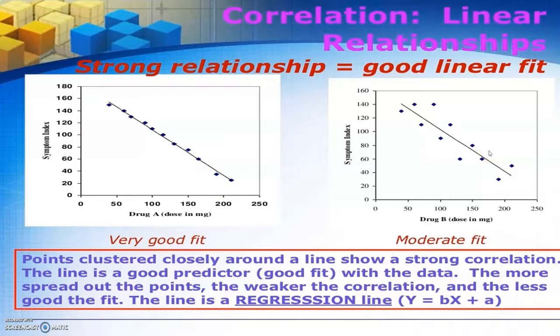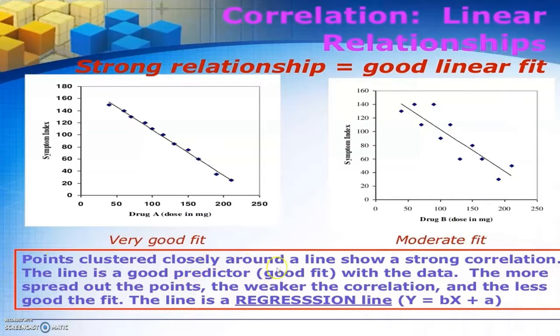Then the next one. In this scatter diagram, the points are widely dispersed around the line. Here the correlation is low, because these points are scattered and widely dispersed around the line, whereas in the earlier one the correlation is perfect and is said to be unity. So this is a moderate fit.